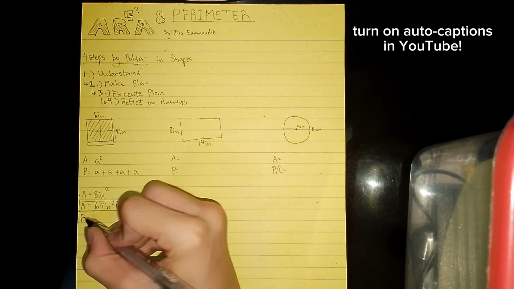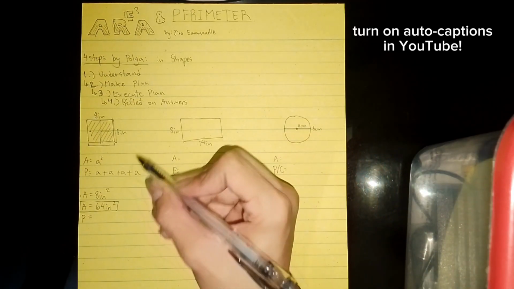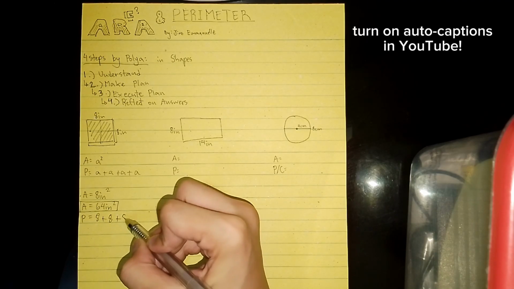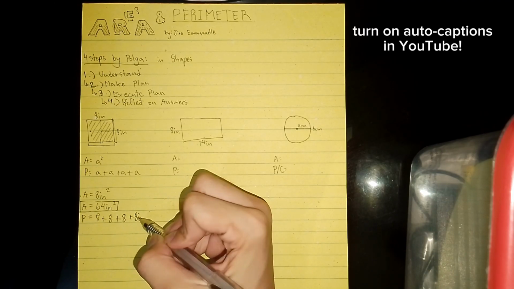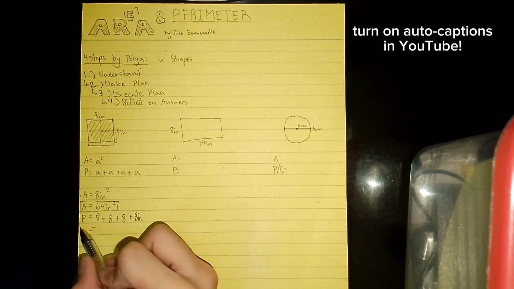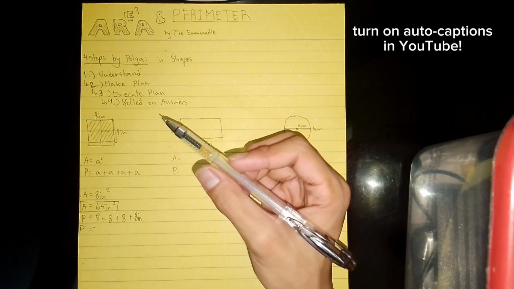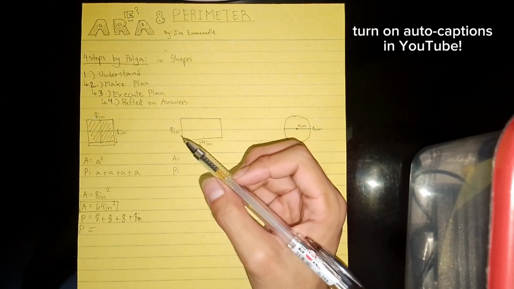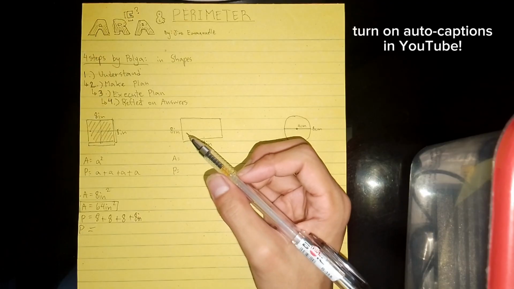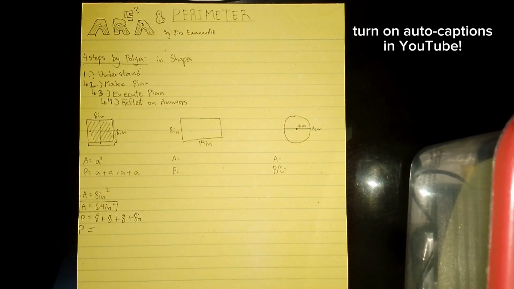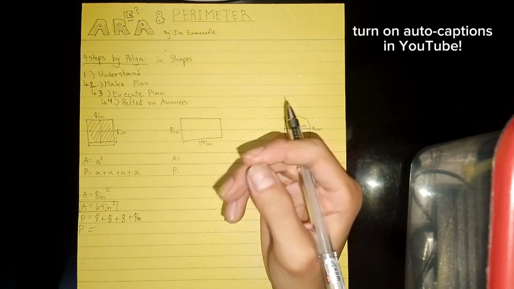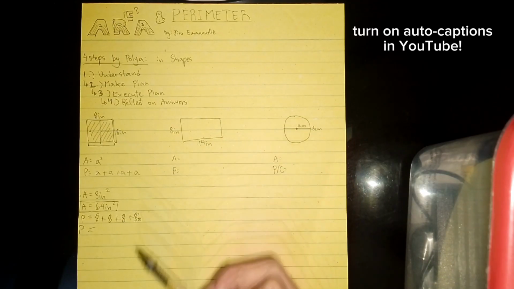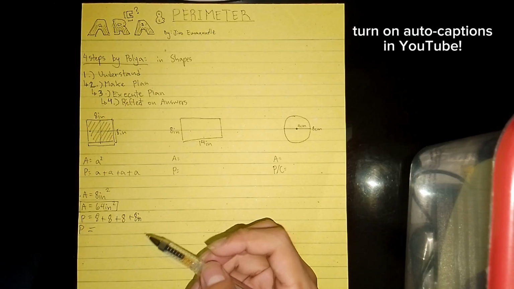Now, for the perimeter, we are just going to add each side, which is going to be 8 plus 8 plus 8 plus 8 inches, given for every side. So 8 plus 8 is 16, 16 plus 16 is 32 inches.